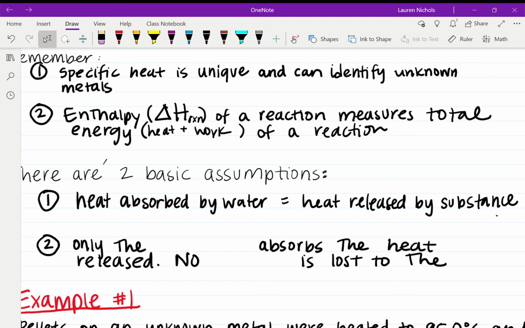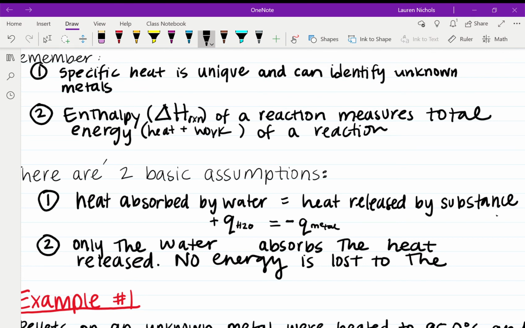But we know that the symbol for heat is Q. So what we're saying in symbolic terms is that Q of water, which is positive because it's being absorbed, right? So it's gaining energy, is equal to the heat, or Q, of our, let's just call it our metal. But since it's being released, that means that energy is negative. And so that leads into our second assumption, which is a further clarification of that, which is that only the water absorbs the heat released, and that no energy is lost to the surroundings.